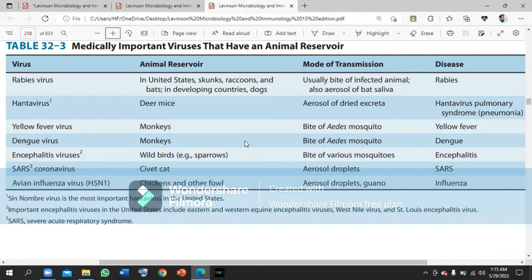If you look here at the dengue virus, mostly the animal reservoir is monkeys, and after that the Aedes mosquito. The Aedes mosquito sucks the blood of the monkeys, and after that they inject that infected blood into humans, and the human develops dengue. If we look at the avian influenza virus, the last one, mostly the reservoir is chicken and other fowls, and after that aerosol and droplets, and mostly the feces of the animals, when they come in contact with humans, the human can get influenza.